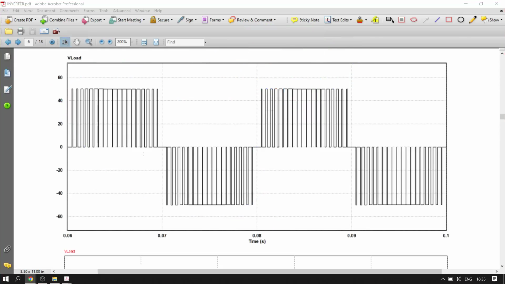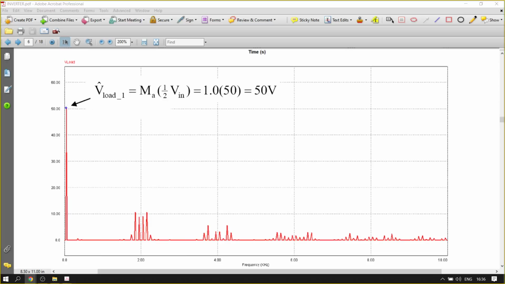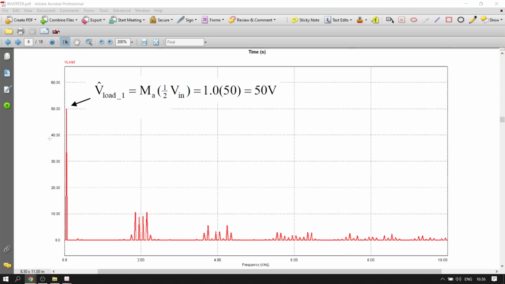So when we look at the FFT, the spectrum, this is what we see. So we have the load. This is at the frequency 50 Hz. And then we can also identify the peak or amplitude by using this equation: modulation index multiplied by half of the V in. Half because it is a half bridge. Okay, if you operate with a full bridge, then it will be MA multiplied by V in. That is in the video. Right? That is in the video, but I just want to revise before I go into detail.